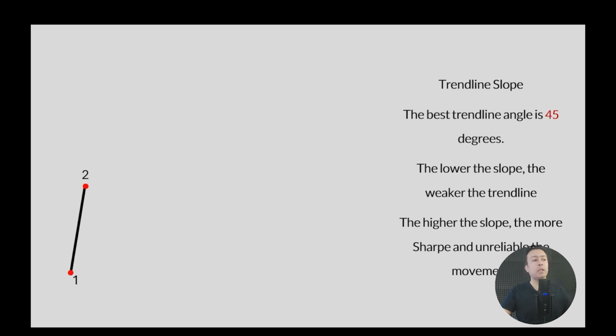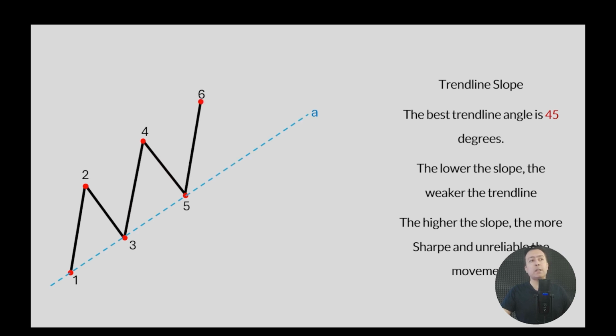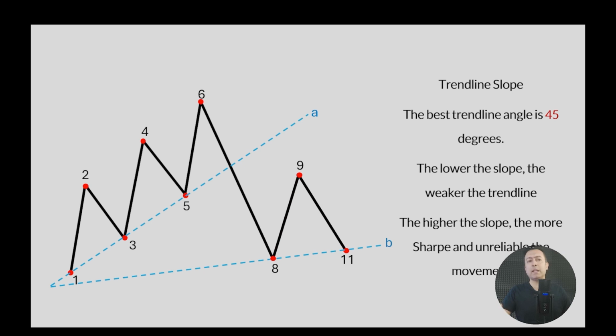For example, here you see a chart where the price is moving and has created a trend line A. As you can see, when it comes down to reach point 8, then 9, and continues downward, it forms another trend line called B at the bottom. Trend line A, because it is close to a 45-degree angle, is a more reliable and trustworthy trend line, but trend line B is not considered reliable because it has a very small angle and is weak.